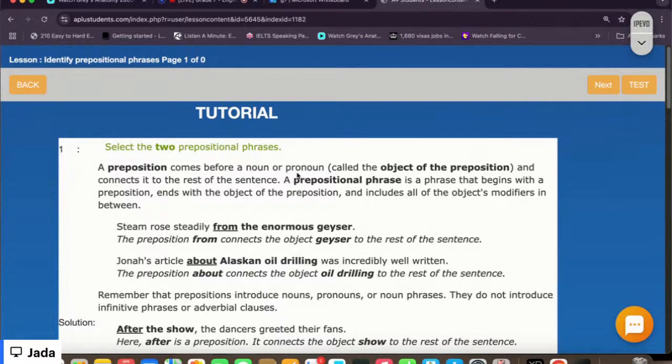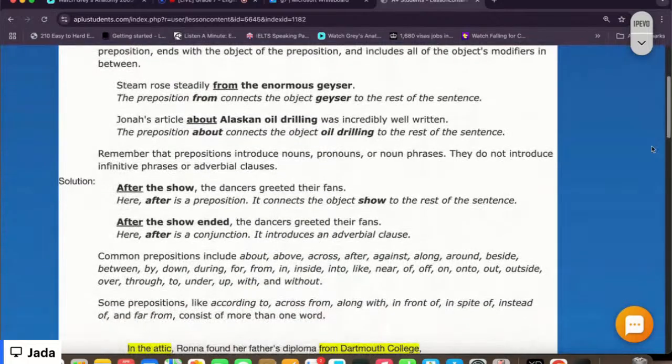Steam rose steadily from the enormous geyser. So the preposition from connects the object geyser to the rest of the sentence. Now, Jonah's article about Alaskan oil drilling was incredibly well written. The preposition is about, and it connects the object oil drilling to the rest of the sentence. So you have to remember that prepositions introduce nouns, pronouns, or noun phrases. They do not introduce infinitive phrases or adverbial clauses.